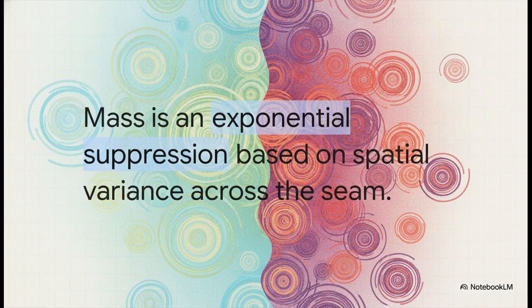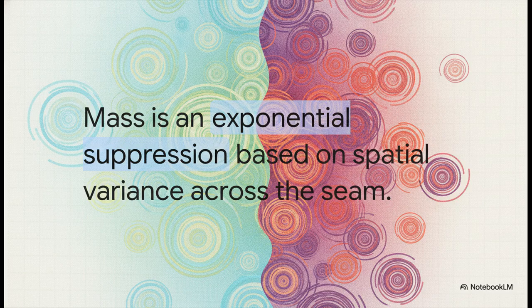And this fundamental action gives us the universal fermion mass formula. It's a brilliant way to think about it. Lighter generations, like our friend the electron, have a really large spatial variance. They spread out way further from the domain wall, so they cross it slowly, which results in a tiny mass.